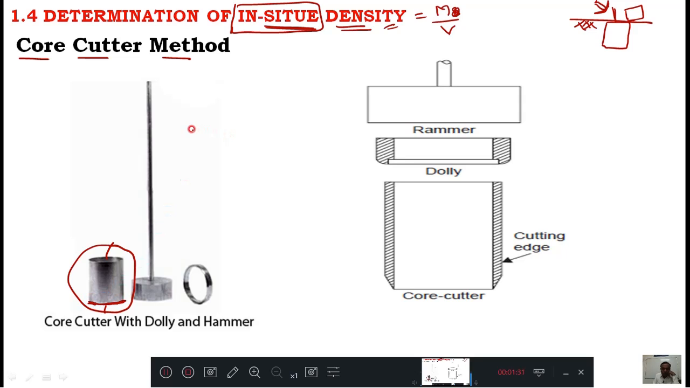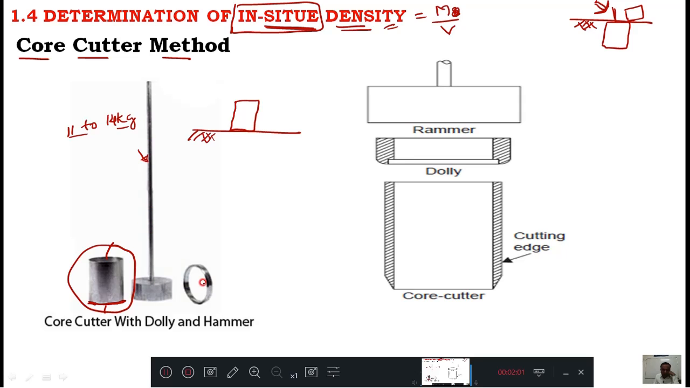You go to the ground and level it. If some stones, debris, trees or grass are there, you remove everything and make a flat ground. After that you bring this core cutter and put it here with the help of this hammer. The Indian Standard suggests the hammer should be 11 to 14 kg.